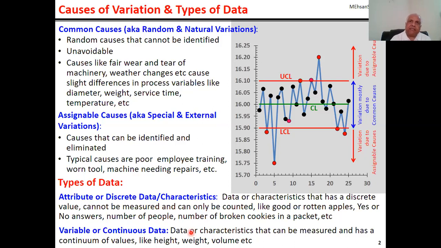Often the two types of data exist together. For example, take five bags of cement. So five is discrete data or attribute data. But each bag of cement can also be measured. Its weight can be measured. Its breaking strength can be measured, which in that case would be continuous data or variable data. And of course, there are separate charts for attribute or discrete data and variable or continuous data.